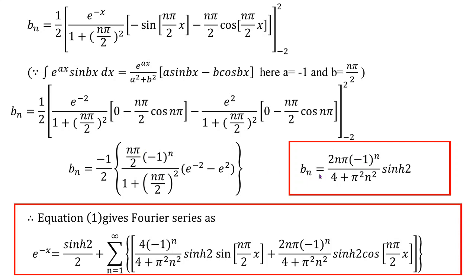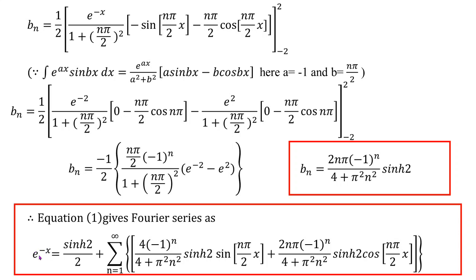So therefore the value of bn is 2n pi times minus 1 raised to power n. Minus 1 raised to power n is the value of cos n pi. Okay, simplifying, we will have these types of terms. So the Fourier series is obtained by substituting the value of a0. A0 is sinh 2 by 2, plus an, this complete term is an, times cos n pi x by L, plus bn, this complete term is bn, times sin n pi x by L. So in this way we can get the Fourier series expansion.